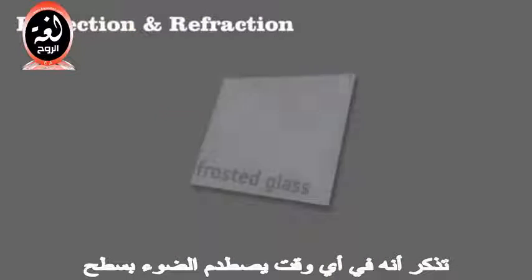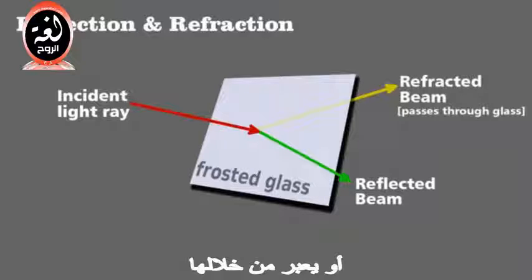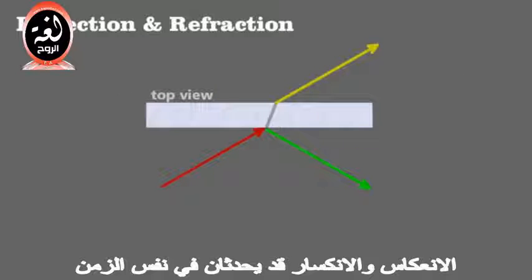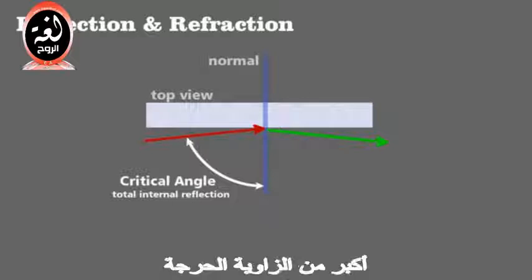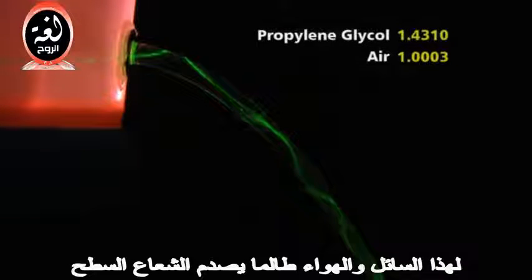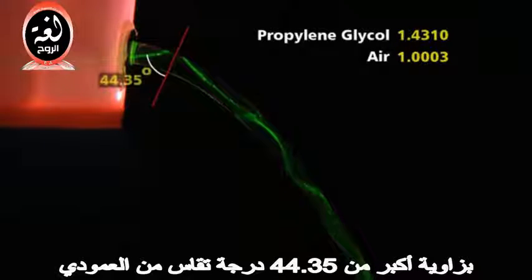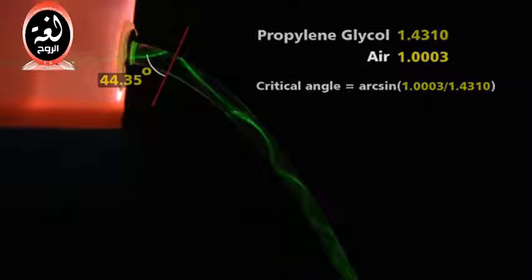Recall that any time light strikes a surface, it can either be absorbed by the material, reflected from it, or pass into and through it. The latter we call refraction. It's easier to see from a top view. Reflection and refraction can happen at the same time, but if a light ray hits the surface at an angle greater than the critical angle, it will be completely reflected and not refracted. For this propylene glycol and air system, as long as a beam hits the surface at an angle greater than 44.35 degrees, measured from the normal, it will propagate down the stream via total internal reflection.